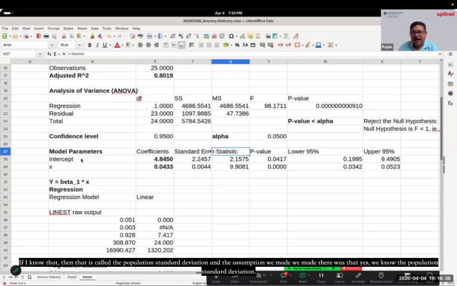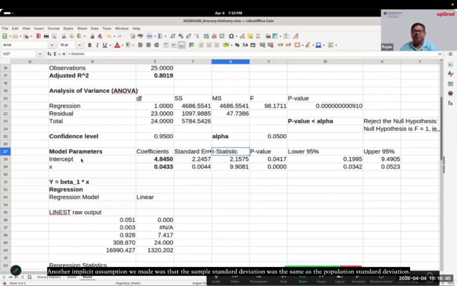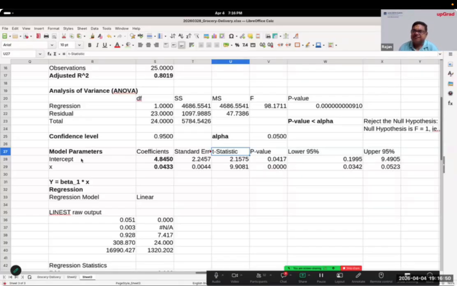So the assumption we made there was that we know the population standard deviation. You can ask the question, but we never had the population standard deviation value. So where was that? The second implicit assumption we made was that the sample standard deviation was the same as the population standard deviation. That was the second assumption we made.